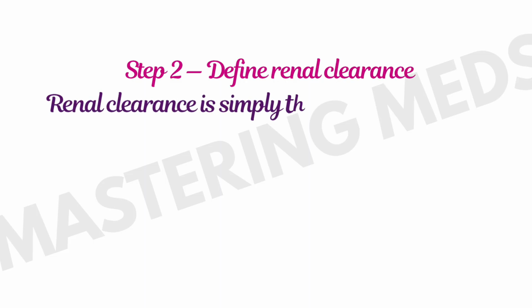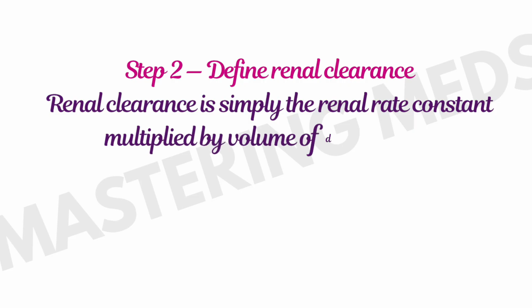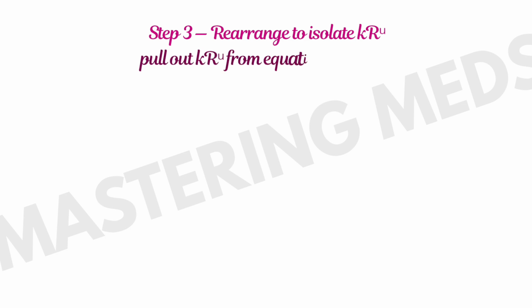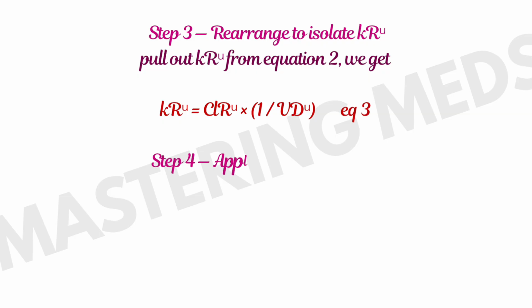Step 2. Define renal clearance. Renal clearance is simply the renal rate constant multiplied by volume of distribution. CLRU equals KRU times VDU, equation 2. Step 3. Rearrange to isolate KRU. KRU equals CLRU times 1 over VDU, equation 3.